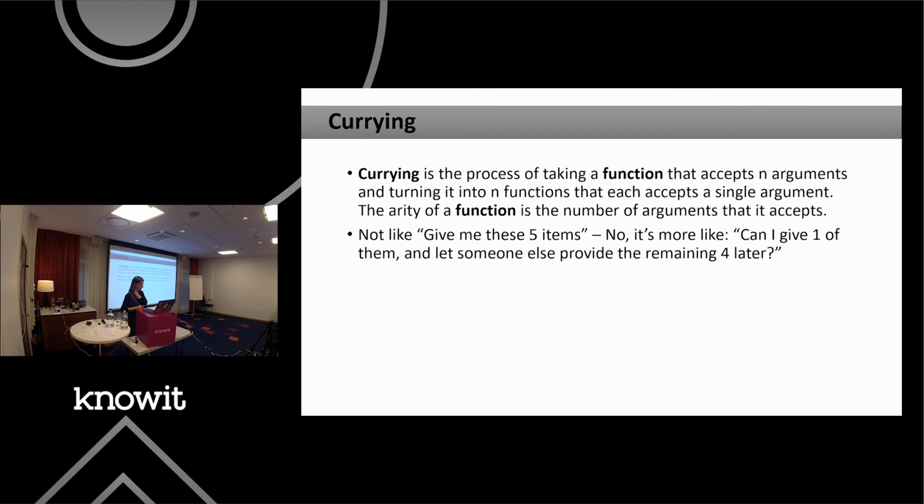Currying. Currying is the process of taking a function that accepts n arguments and turning it into n functions that each accept a single argument. When we talk about arity, that means the number of arguments that a function can accept. So currying is more like: don't give me five items at once, but give me one and let somebody else provide the four later.